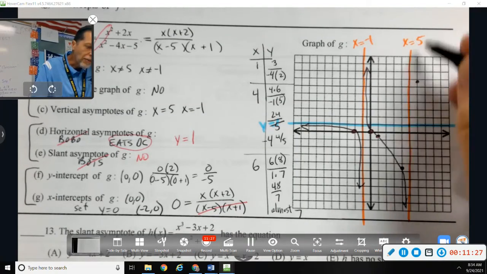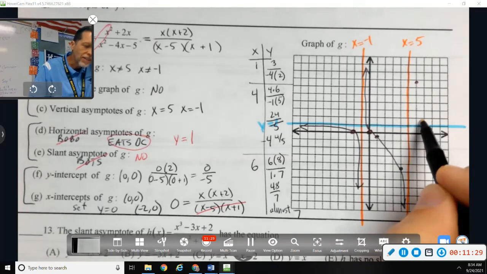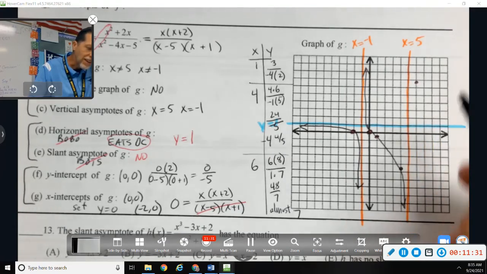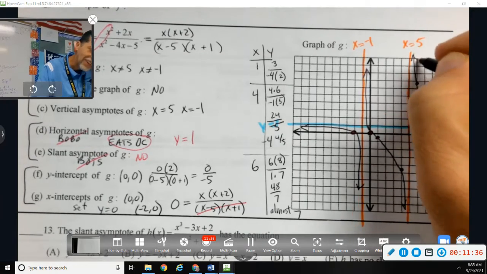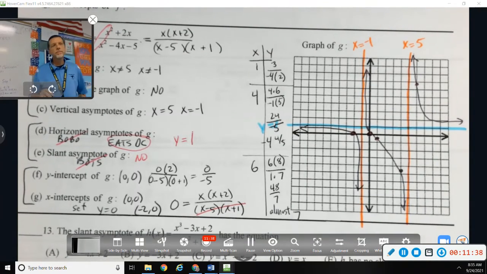Now, we've done enough. We know what that looks like. If you want to plug in 7, 8, 9, 10, yeah, exactly. No, thank you. You can. Your graph would be more accurate than mine.